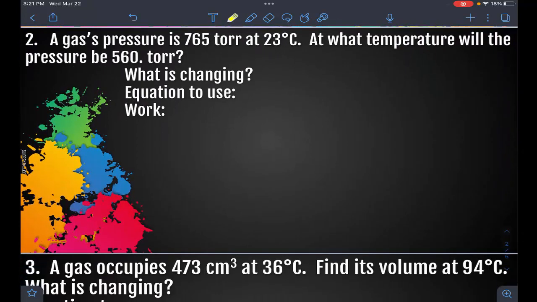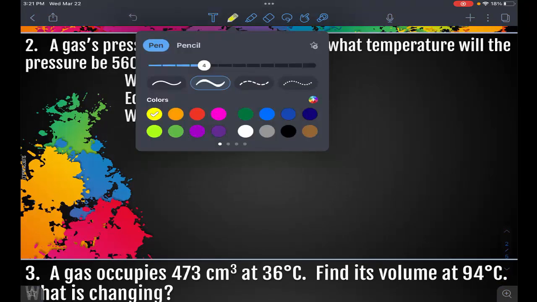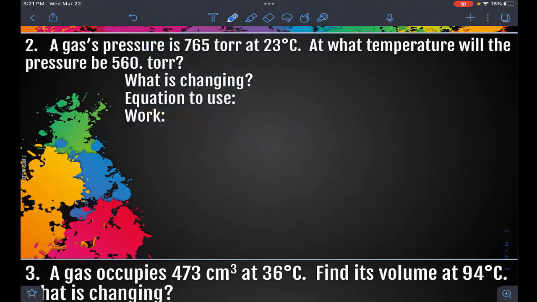Number 2 says a gas's pressure is 765 torr at 23 degrees Celsius. Now, I like to joke and say that the C in Celsius really stands for cringe. Ugh. 23 degrees Celsius. We are not allowed to use Celsius anymore. I like to just go ahead and change it immediately.